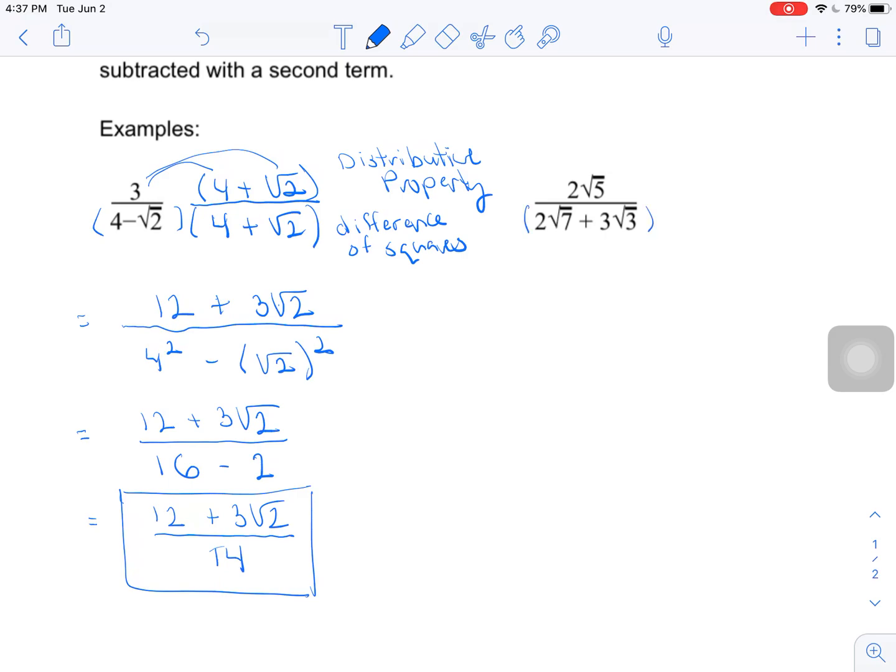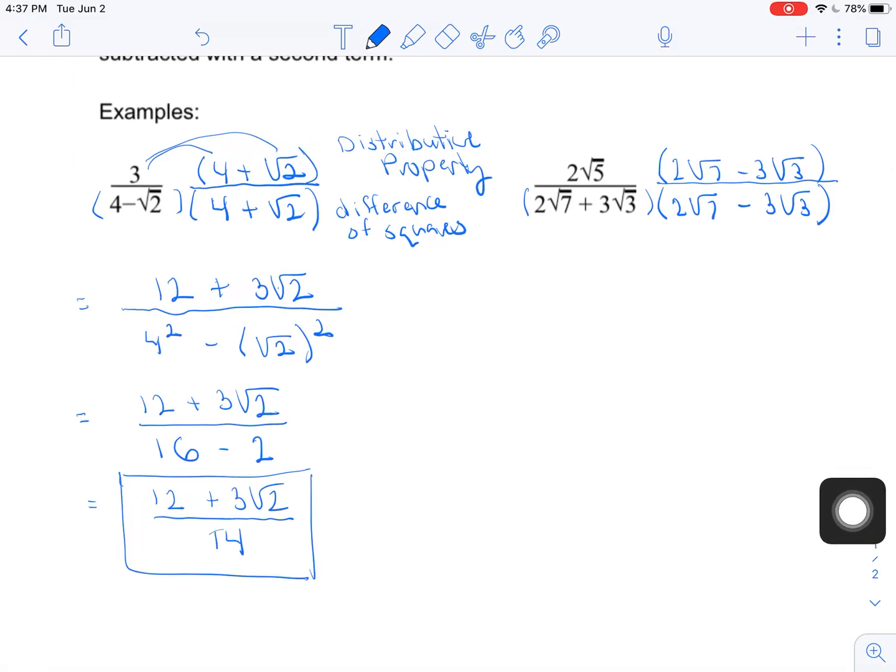So the conjugate, or the opposite part of this, that will make our difference of squares pattern work would be to multiply it by 2 times the square root of 7 minus 3 times the square root of 3. But if I multiply the bottom by that, I also have to multiply the top by the same thing so that overall I'm really just multiplying by 1 and not changing the value. So we're going to have the same thing going on as the last problem. I need to use the distributive property on the top and difference of squares on the bottom.